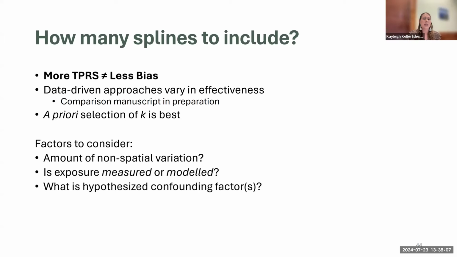But in general, I would say for a lot of epidemiological studies, we don't necessarily want to use one of these data-driven approaches. We want to use a priori, expert-informed selection here. Because the biggest challenge we have is just that adding more doesn't necessarily mean we'll end up with less bias. So the kinds of things we have to consider in this kind of analysis are, well, how much non-spatial variation is there? And is the exposure measured or is it modeled?